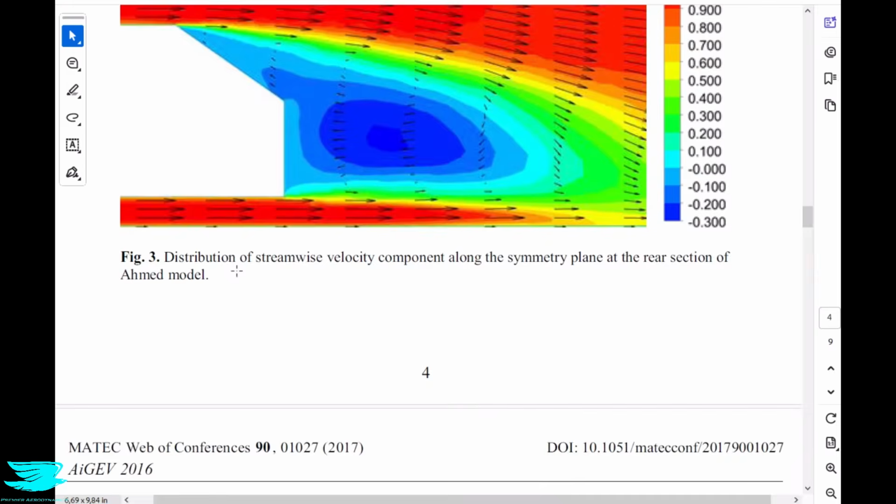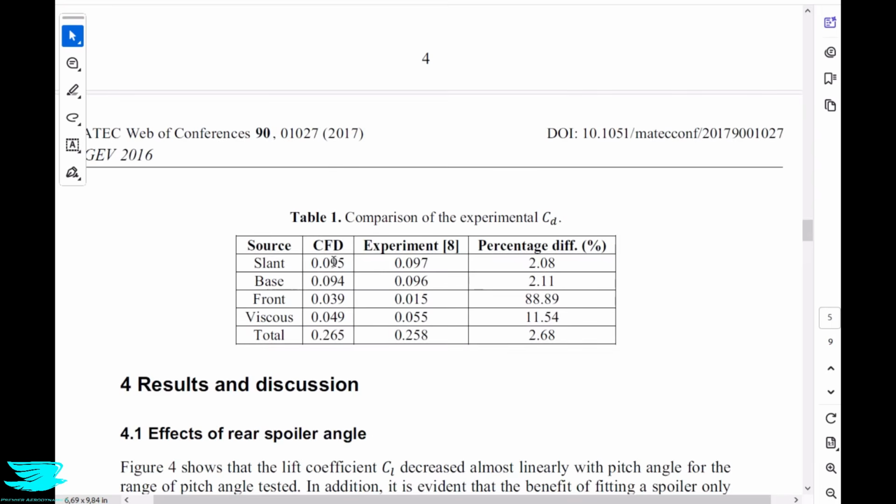In table 1, we see the drag coefficients from their CFD compared to the experiments. Overall, there was a 2.7% difference between the two, which is really good. But one interesting thing is that they give a breakdown of the different regions and the drag associated with them. So that's really cool. Around the spoiler, so the slant and the base, they get very similar results, like 2% difference. However, the front is very different. They get twice as much drag from here than in the experiments.